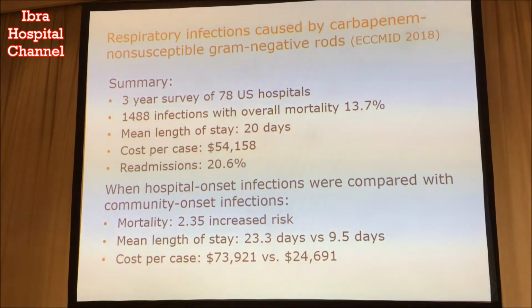So getting an infection with one of these carbapenem-resistant organisms in the hospital, and in this case pneumonia, illustrates how devastating it can be, both for the patient but also the healthcare system. So our ability to detect these quickly, to isolate the patient and provide appropriate therapy becomes critically important.